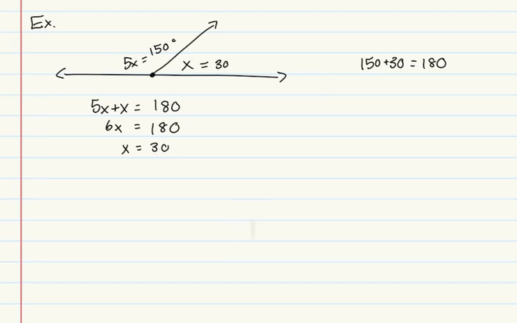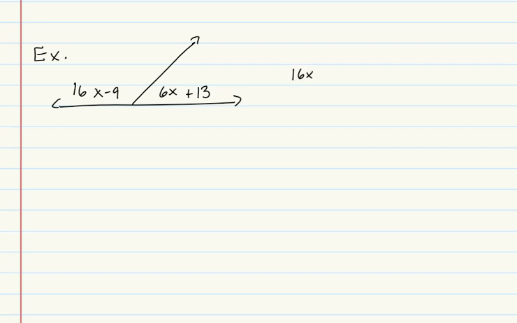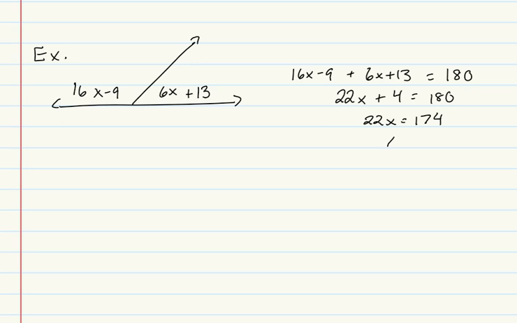Let's look at another example. Again, we see that these two angles form a linear pair, which means that they are supplementary. So I can take their quantities, 16x minus 9 plus 6x plus 13, and add it together for a total of 180 degrees. Then I combine my like terms, 22x plus 4 equals 180, 22x equals 174, x equals 8.